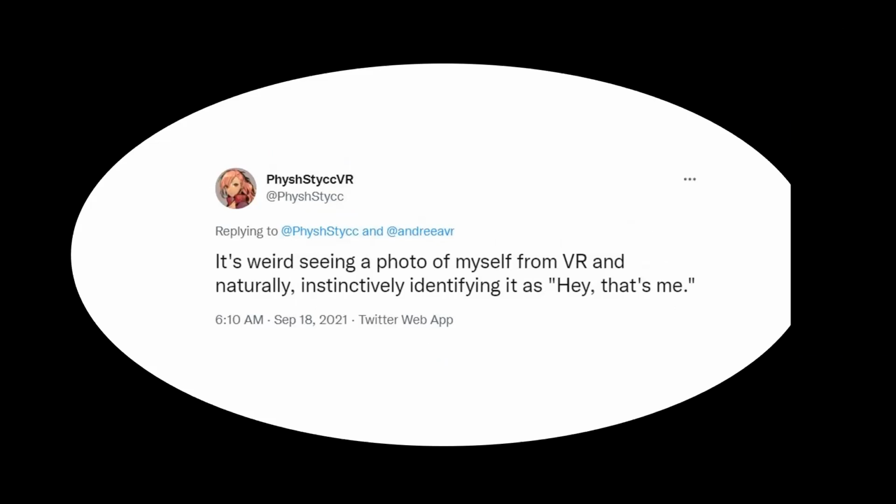And this user says, it's weird seeing a photo of myself from VR and naturally, instinctively identifying it as, hey, that's me. So this is almost poetic, except that this is no metaphor. It's really got to the point where some people identify more with a photo of themselves from VR, which is just such a wonderful way of phrasing it. So there are definitely mechanisms in place that are allowing people to transfer behavior and cognitive mechanisms and just daily life and very profound things like self-identification to these virtual worlds.